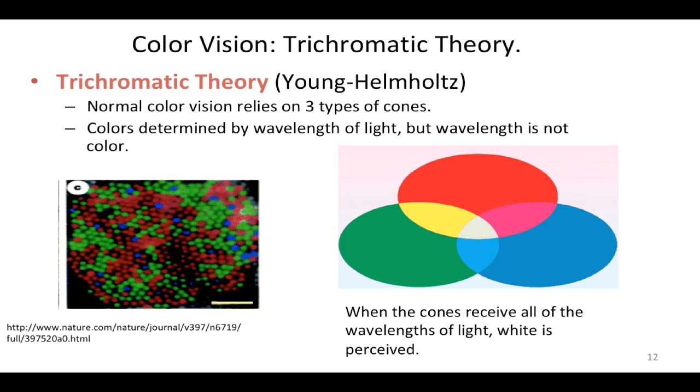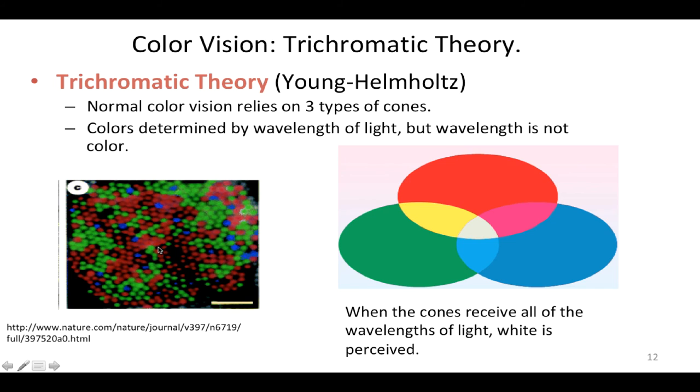So colors, remember, are determined by the wavelength of light, but wavelength is not color. Our color is a perception. It's an experience that we have. It's a conscious experience. It is a code created by our nervous system. Our brains interpret that wavelength. There is nothing red about long wavelengths of light. There's nothing blue about short wavelengths of light, and there's really nothing green about medium wavelengths of light. It's all a perception.